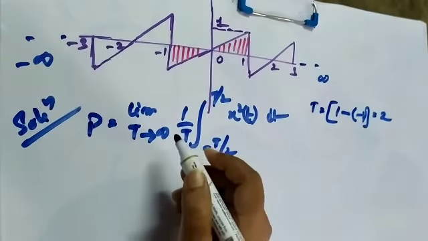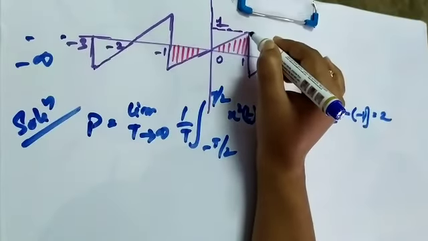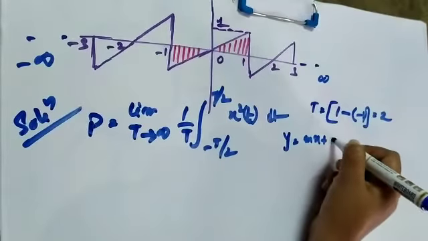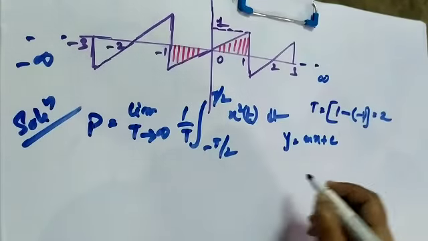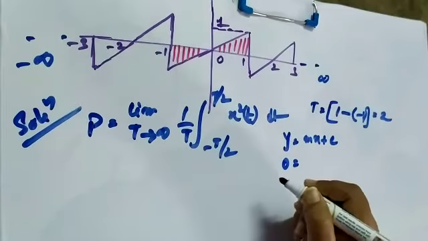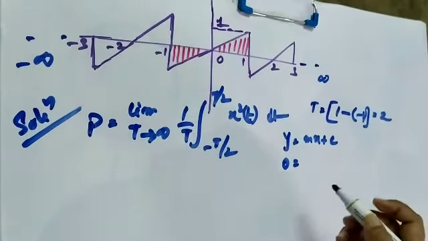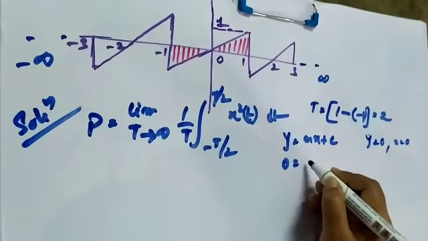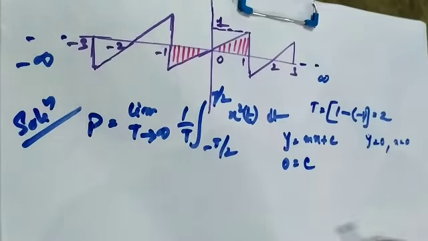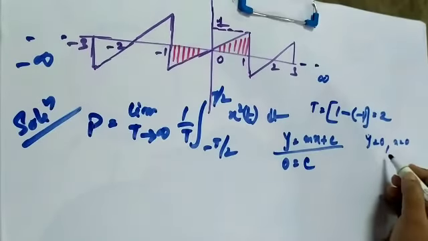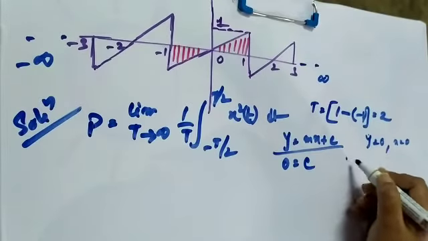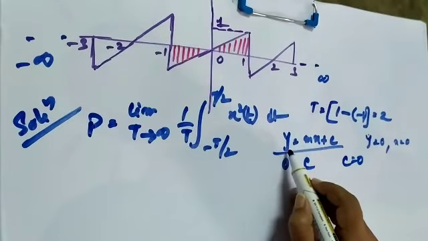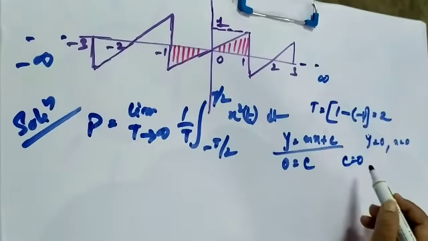As it looks like a straight line, the equation will follow y equals mx plus c. Now put y equals 0 when x equals 0. So the equation becomes c equals 0. So at x equals 0 and y equals 0, this equation becomes c equals 0. Understand that if we put the values of y and x both as 0, the equation becomes c equals 0.